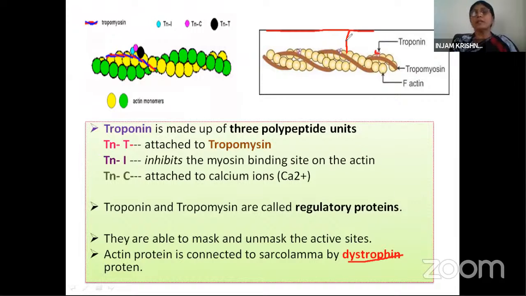This dystrophin protein connects the actin filament with sarcolemma. This protein is controlled by a specialized gene for the dystrophin. Yes, if the dystrophin does not function properly, we get the dystrophy disease. It has such a kind of importance, dystrophin protein. It is about the structure or arrangement of the actin.